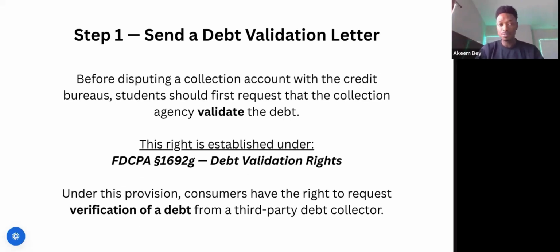So the first step in this process is to send a debt validation letter to the actual collection company. Before disputing the collection account with the credit bureaus, you should first send a request that the collection agency validate the actual debt. And this right is found under the FDCPA, the Fair Debt Collection Practices Act, Section 1692g, validation of debts. Under this provision, you as a consumer have the right to request verification of the debt from the third-party debt collector.